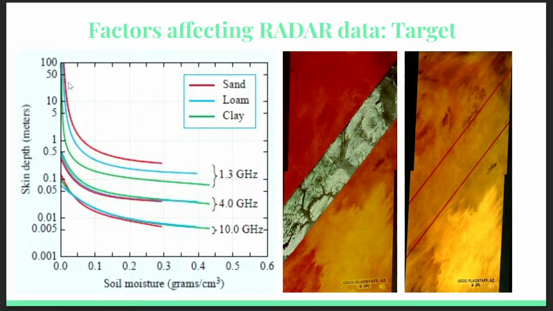There is one condition: soil moisture should be low. You can see over here, as the soil moisture is increasing, the depth it can go down to is less. So once soil moisture increases to maybe 0.2 grams per centimeter cube, then for a regular radar it is only going to go up to 1 centimeter depth, 10 centimeters depth, around that range. Otherwise, it can go even up to tens to 50 meters depth.